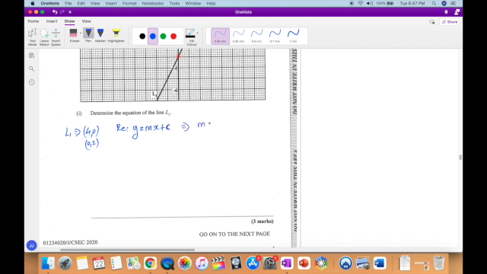Implies that m is equal to y2 minus y1 all over x2 minus x1. So I could go ahead and find m. Let's take this as the x2, y2. So y2, which is 2, minus y1, which is 0, all over x2, which is 0, minus x1, which is 4. And that gives me 2 all over -4, which is -1/2.